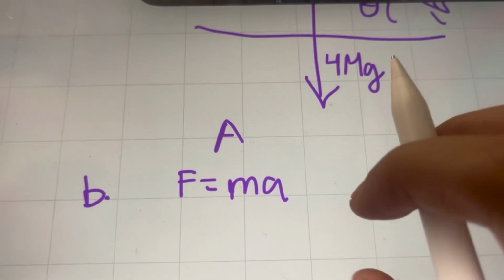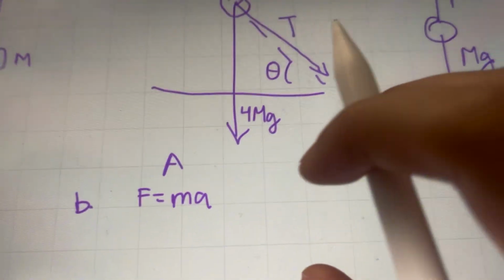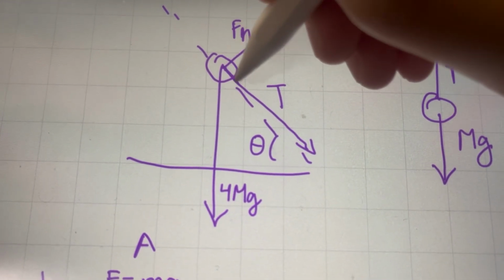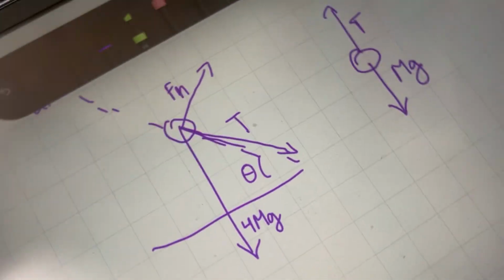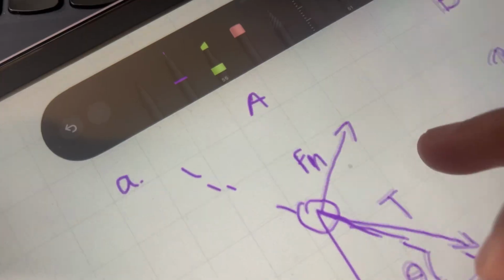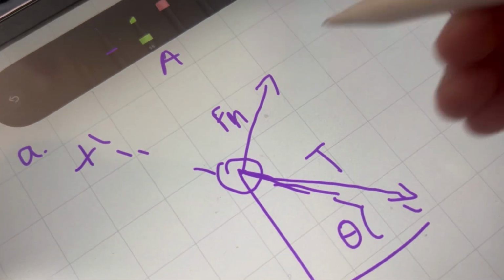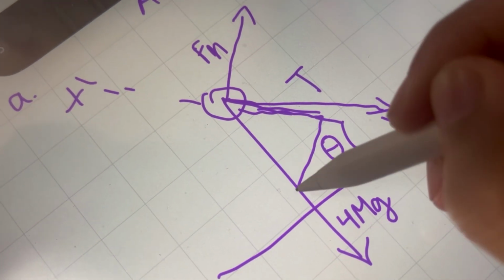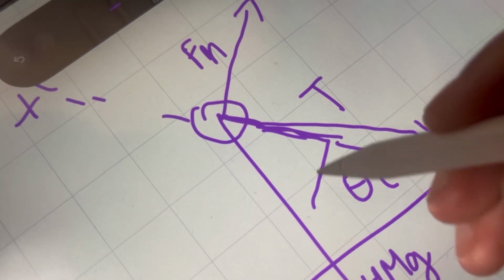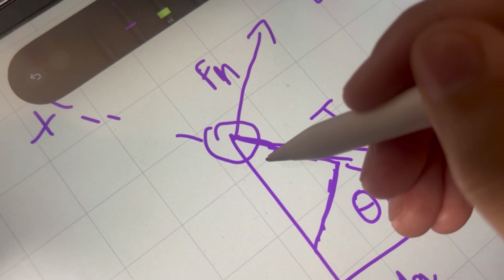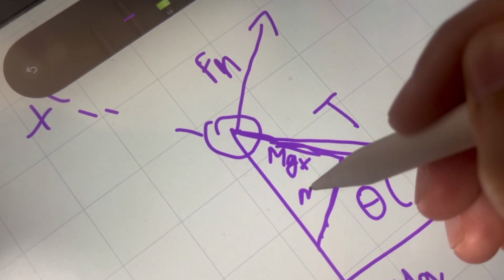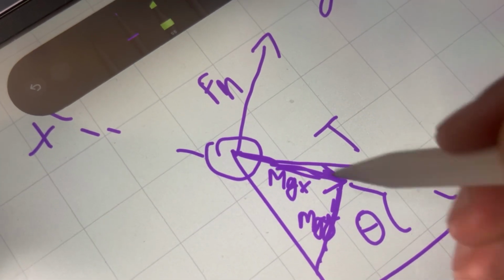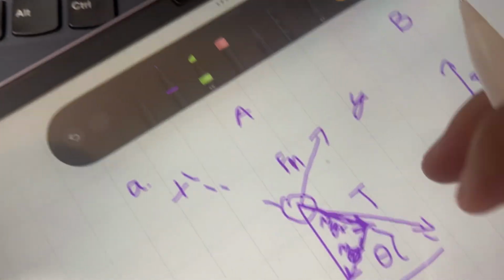Okay, so technically, if you were to, I don't know if the word is resolved, but if you turn this slantedly, and make this our x-axis and this our y-axis, then the force of mg would be, I guess, mgx, let's say, and mgy, towards this direction. That's a bad arrow, but okay.